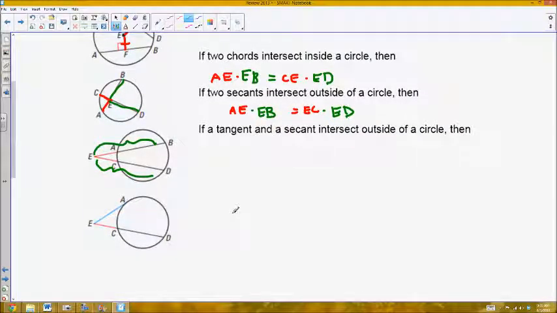Finally, if I have a tangent and a secant intersecting outside the circle, the tangent segment squared, AE squared, is equal to the external part of the secant segment, EC, times the entire secant segment, ED.